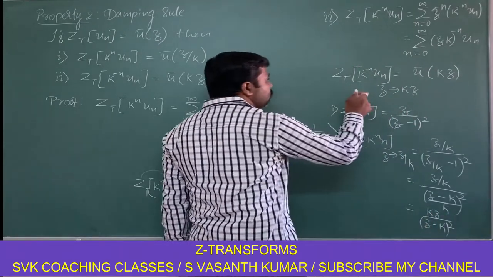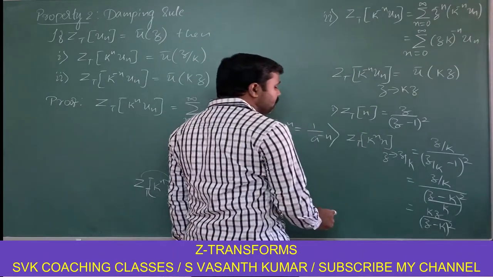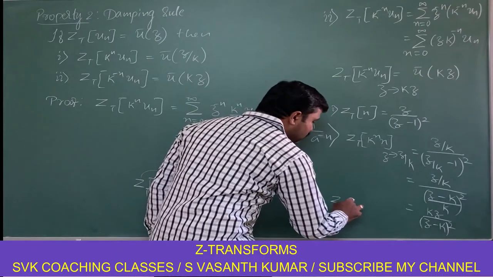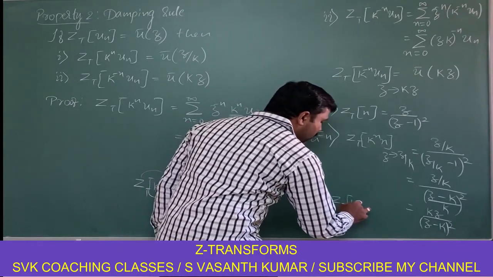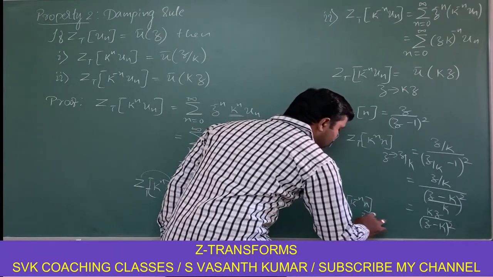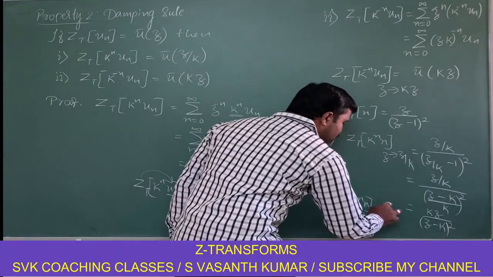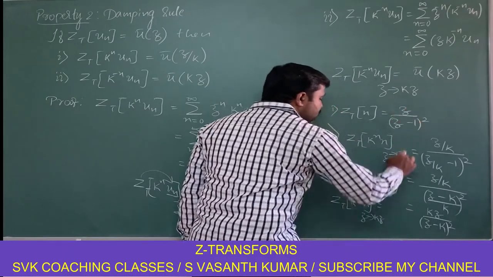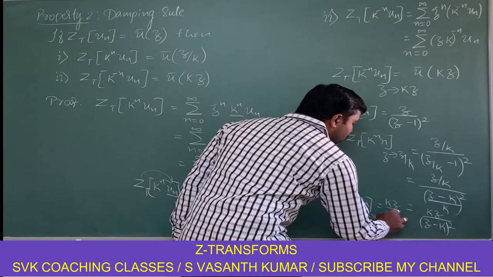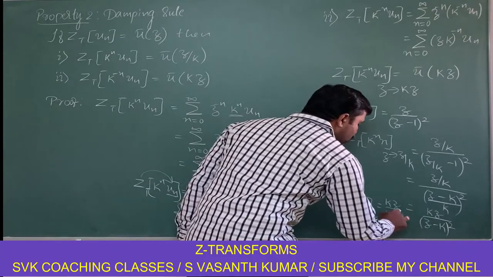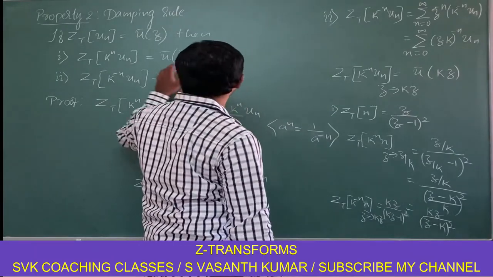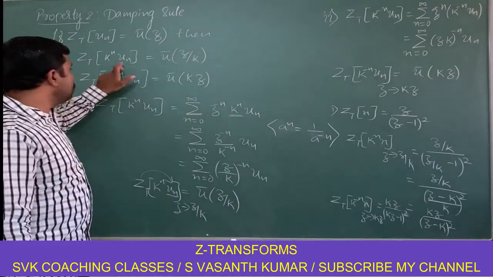Similarly, we can also find the Z transform of k power minus n into n. So just change z to kz. You are going to get kz divided by kz minus 1 the whole square. This is one example to find the Z transform of k power n into un and k power minus n into un.